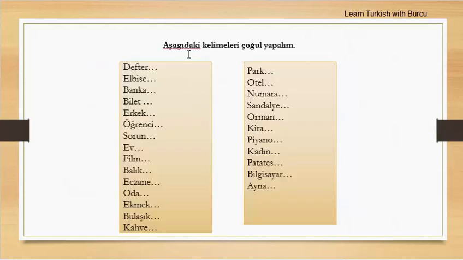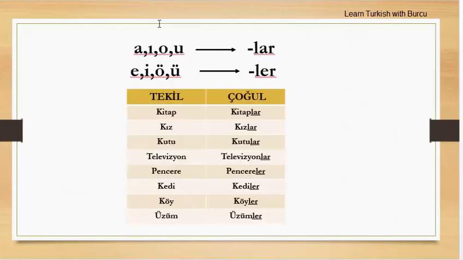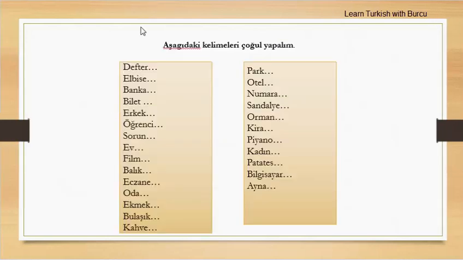Aşağıdaki kelimeleri çoğul yapalım. Let's make the words below plural. Okay, let's turn them into plural form. First of all, you can try it by yourself. In a minute, I'll give you the answers. Okay, we will check the answers together. Before I show you the answers, please try to do it yourself by using this rule. So it will be a good practice for you. Now I will show you the answers. Please check your answers. Here are the answers. Let's check them.